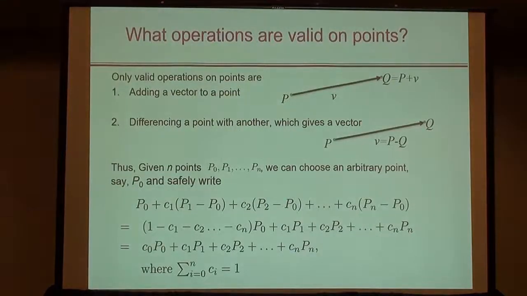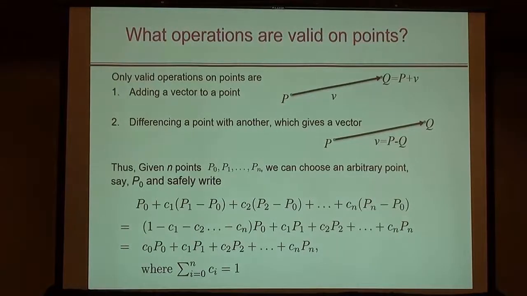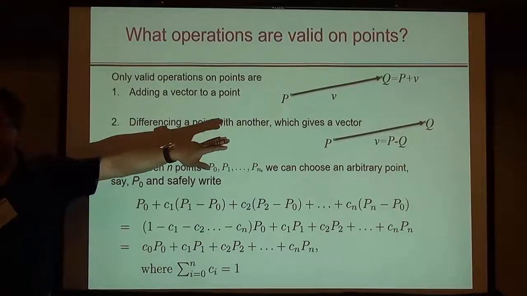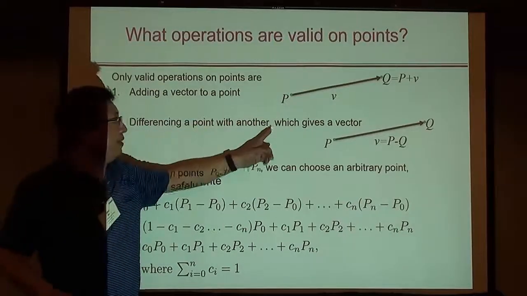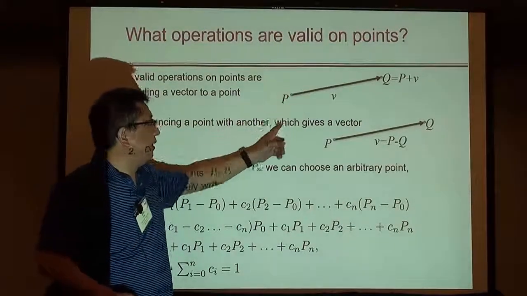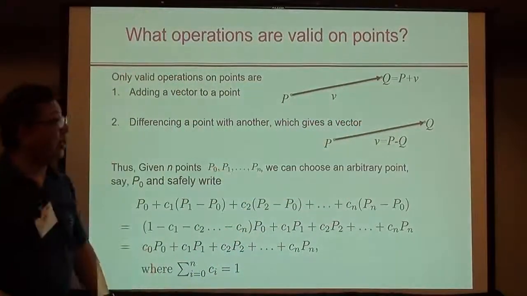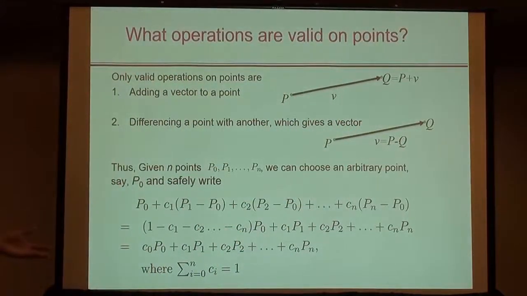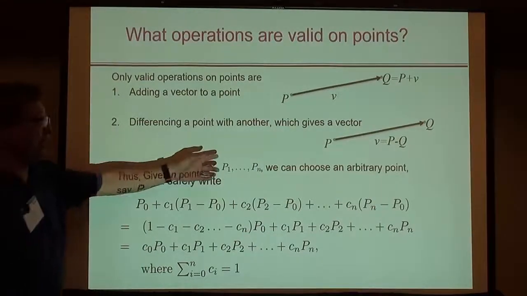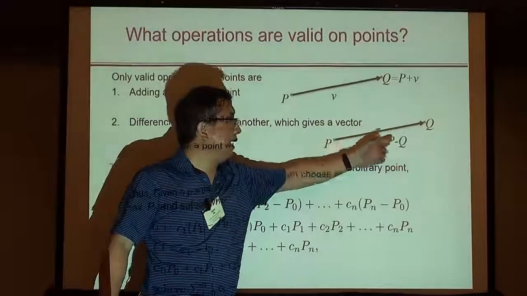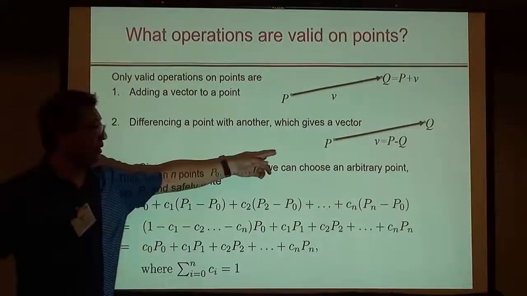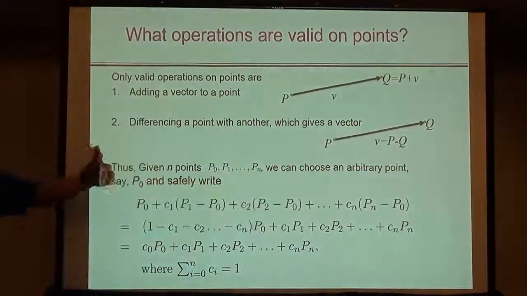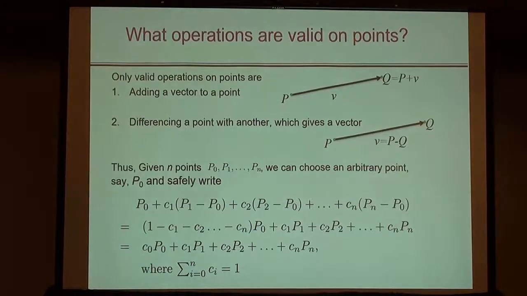Here is the thought process that we have to go through. Okay, it says the only valid operations on points are: you can add a vector to a point. So you have a point and you have a vector, and when you add them, it is a valid operation. And the other one is that if you have two points and you subtract them, it will give you a vector. So these are the two rules that we follow.